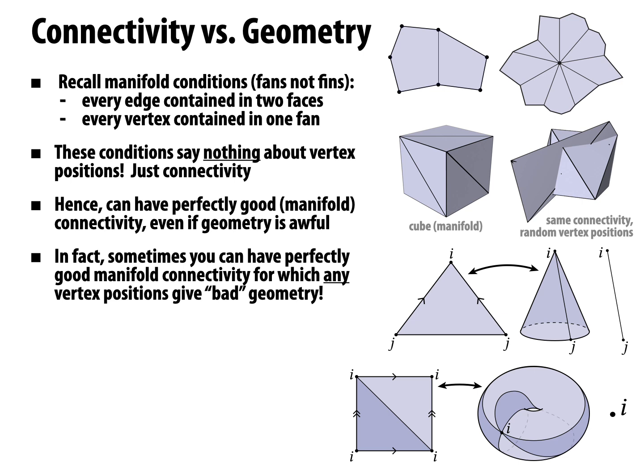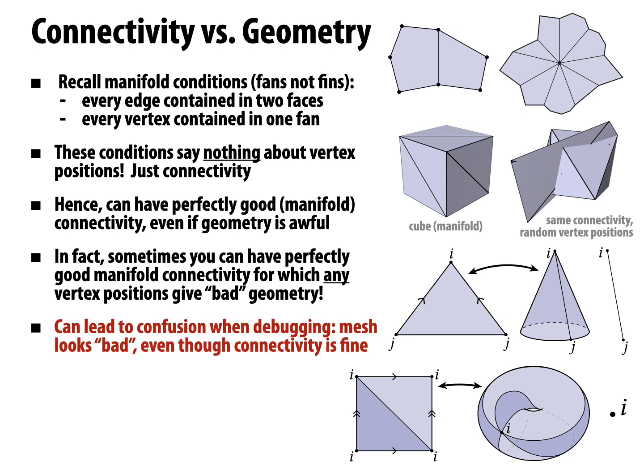I can have manifold connectivity consisting of two triangles and two edges and just one vertex. So here the edges marked with double arrows get glued together, the edges marked with a single arrow get glued together. Conceptually, this describes kind of a torus, but I only have one vertex position. So if I try to draw this with my rasterizer, the best I can do is draw a point in space. Okay? So the geometry that you see on the screen might betray how the mesh is actually connected up. And this can lead to confusion when you're debugging, right? The mesh looks bad. It looks like something's broken, even if the connectivity is perfectly fine. So you have to be really careful when you think about this.